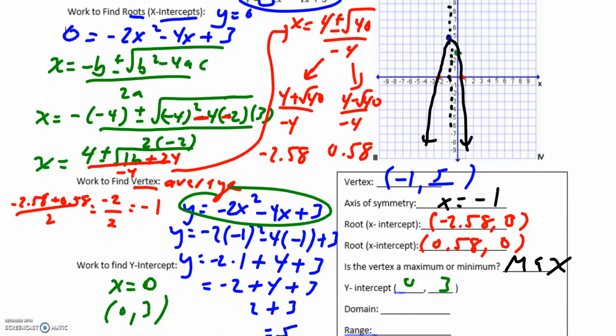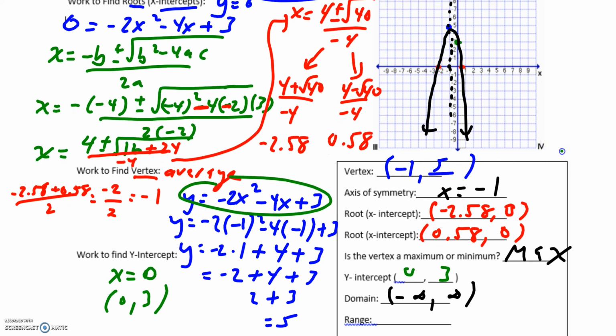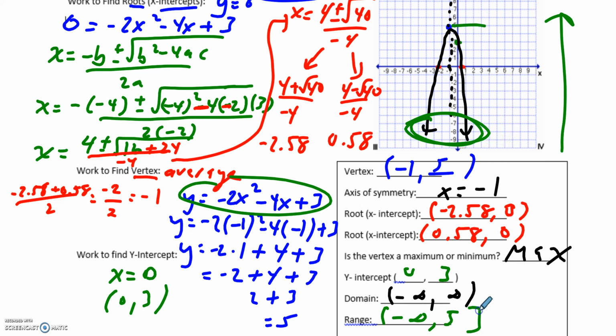My domain of this would, just like the last example, be negative infinity to positive infinity. The range, though, would be different than last time, because we're going bottom to top. This parabola, again, starts down here at negative infinity, which is different than the last example. Then the highest value that this parabola hits is up here at 5. So my range would be from negative infinity up to 5 with a bracket.